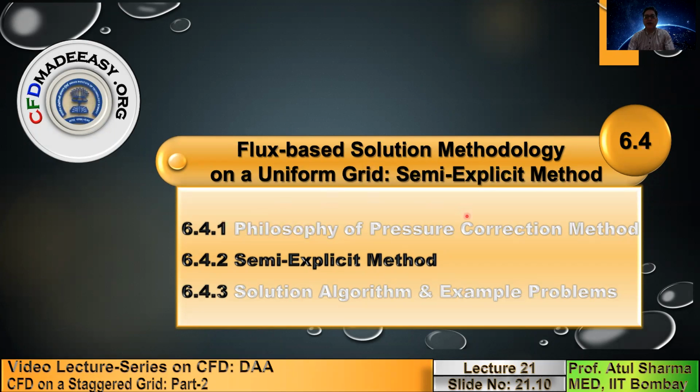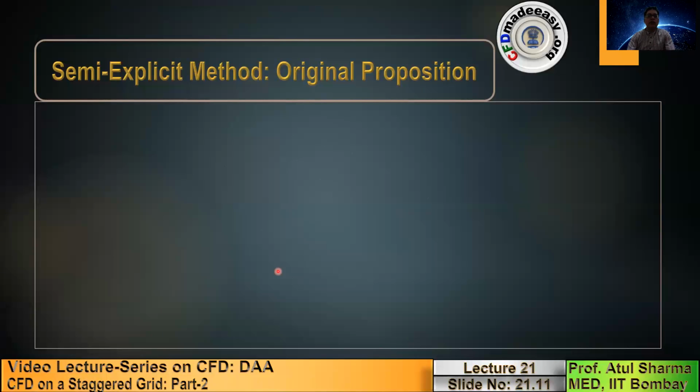So after presenting the philosophy, for a semi-explicit method, we will derive the expression for the pressure correction as a function of mass imbalance, and mass flux correction as a function of pressure correction. As I had mentioned earlier, we follow a predictor corrector approach. So it's like Z is equal to X plus Y, where let's suppose X is the predicted value, Y is the corrected value, and Z is the true value. So true value is equal to predicted value plus corrected value.